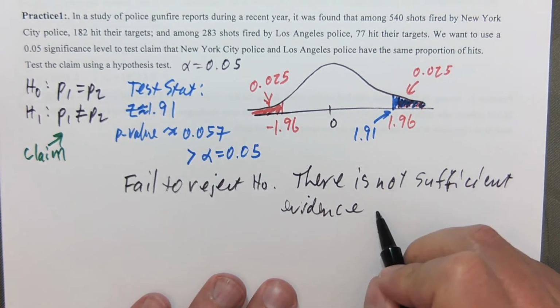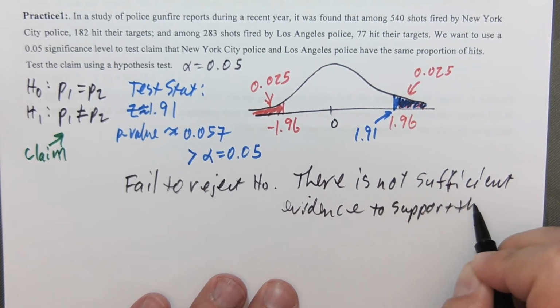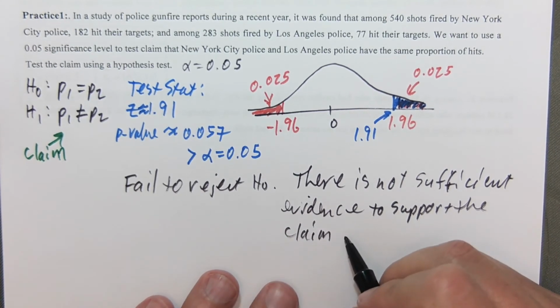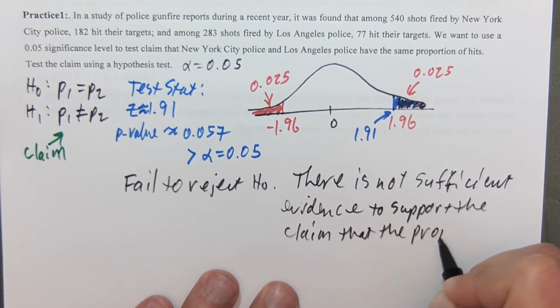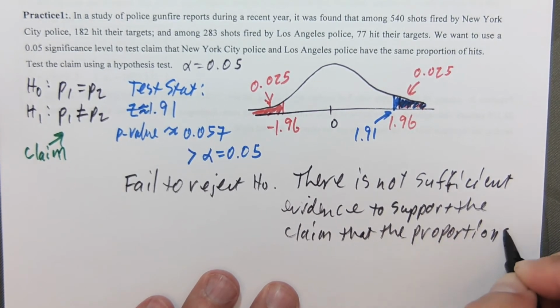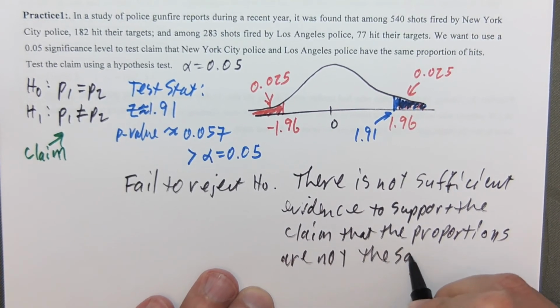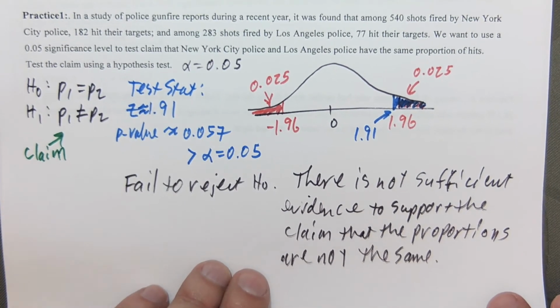There's not sufficient evidence to support the claim, and again, I've moved the claim a little bit to be the alternative hypothesis that the proportions are not the same. There's our first example.